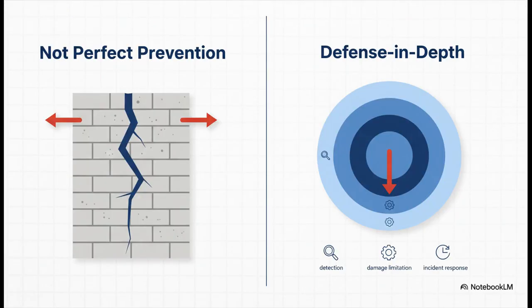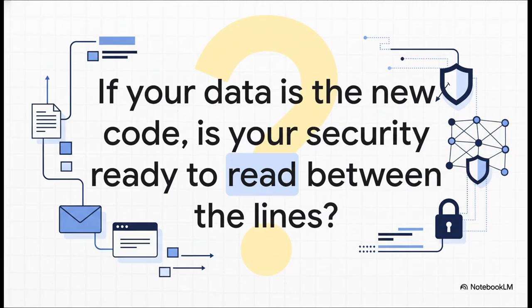So what does that mean for us? It means our entire strategy has to shift. We have to let go of this idea of building a perfect, impenetrable fortress. Instead, the goal becomes defense in depth. We focus on making attacks harder, on spotting them the second they happen, and on making sure we limit the damage they can cause. So I'll leave you with one final thought to chew on. In this new world, all of your data, every document, every email, every web page, it's basically become executable code for your AI. So the question you have to ask yourself is: is your security team ready to read between the lines?